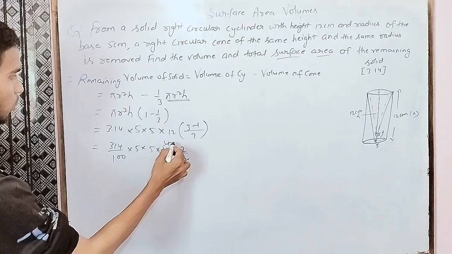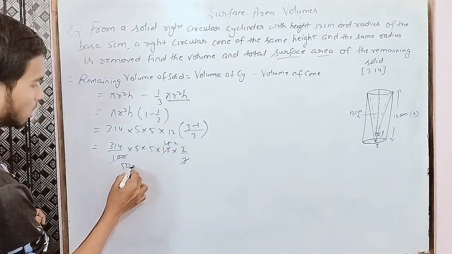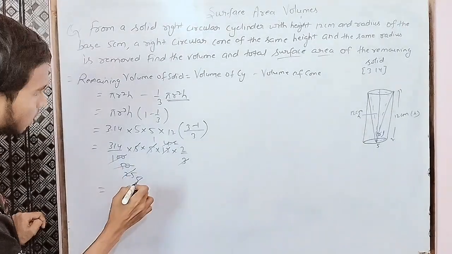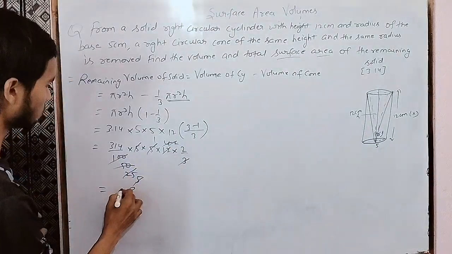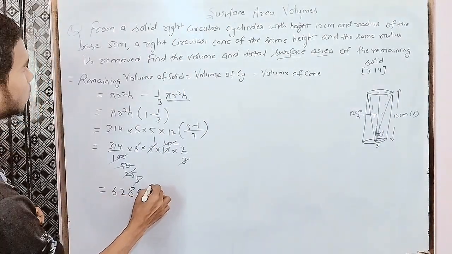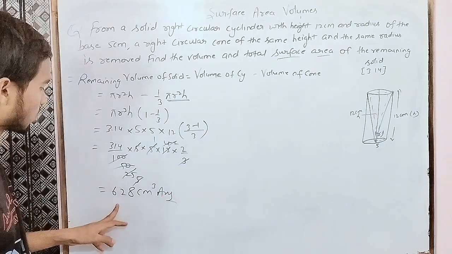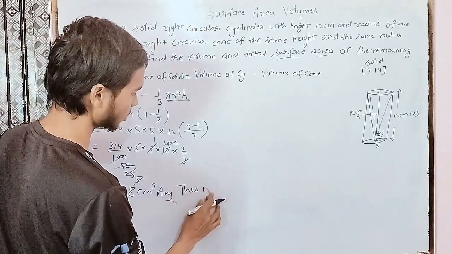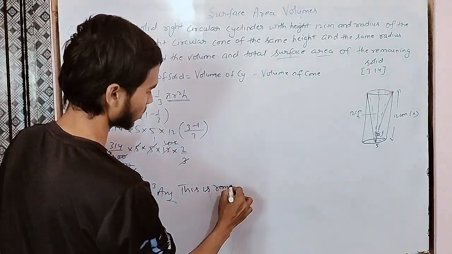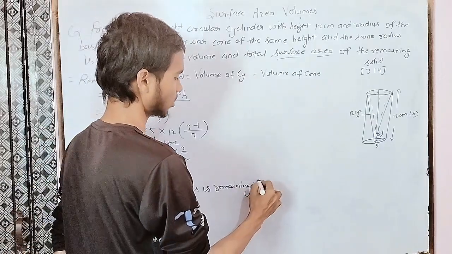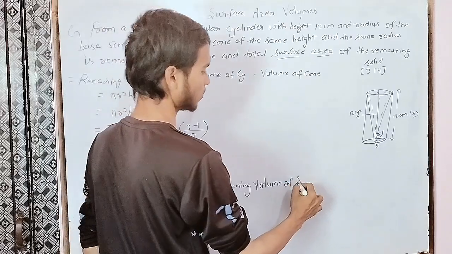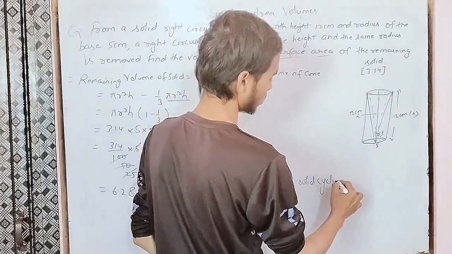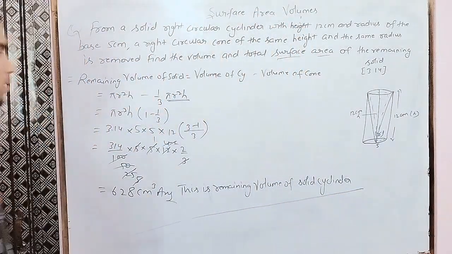Simplifying it, we get 2 4s are 8, and the result is 6 centimeter cube. This is the remaining volume of the solid cylinder. Okay, that's how you will solve.